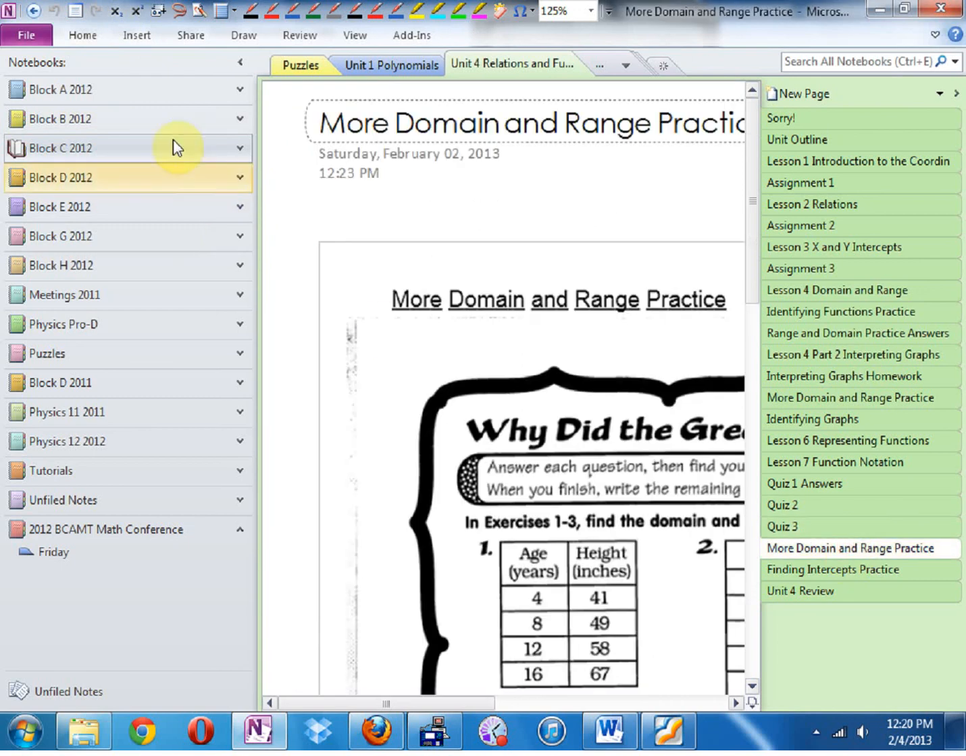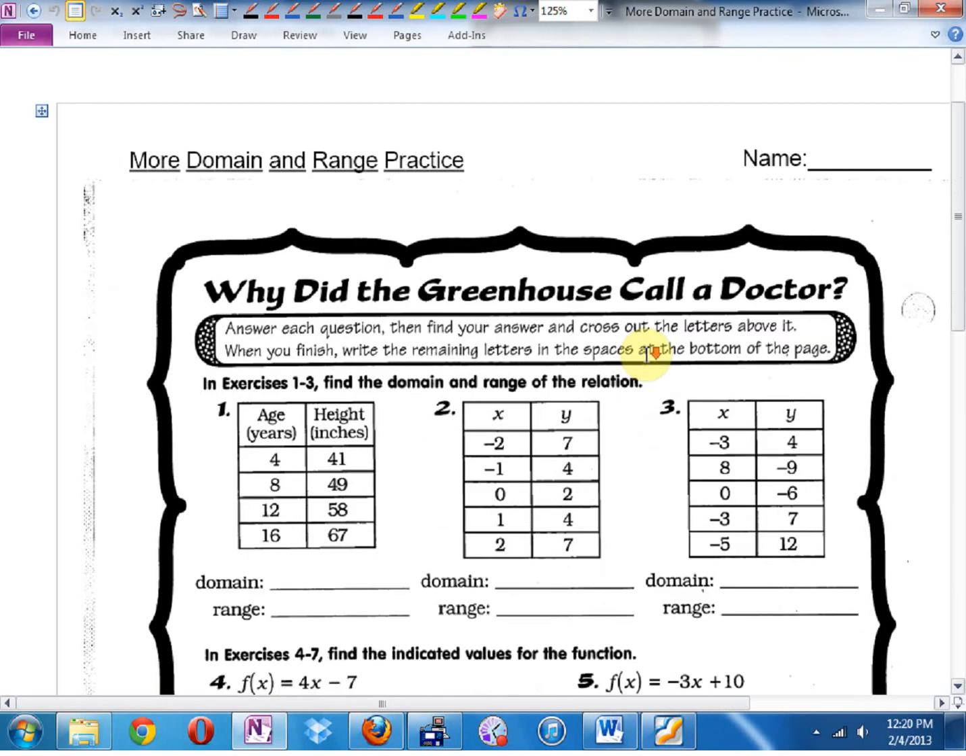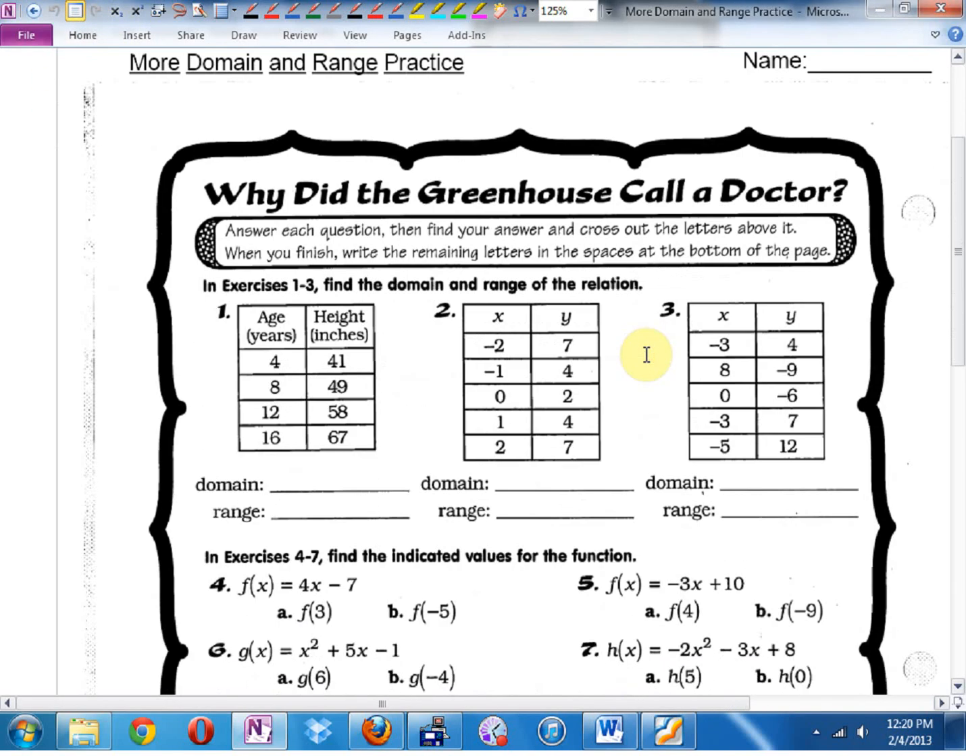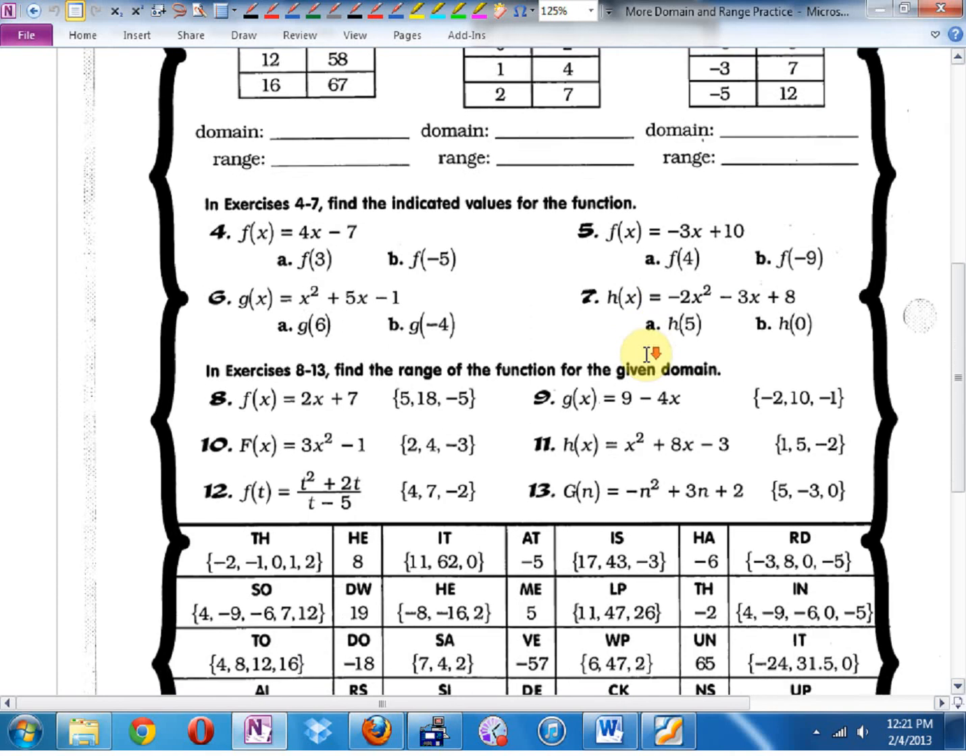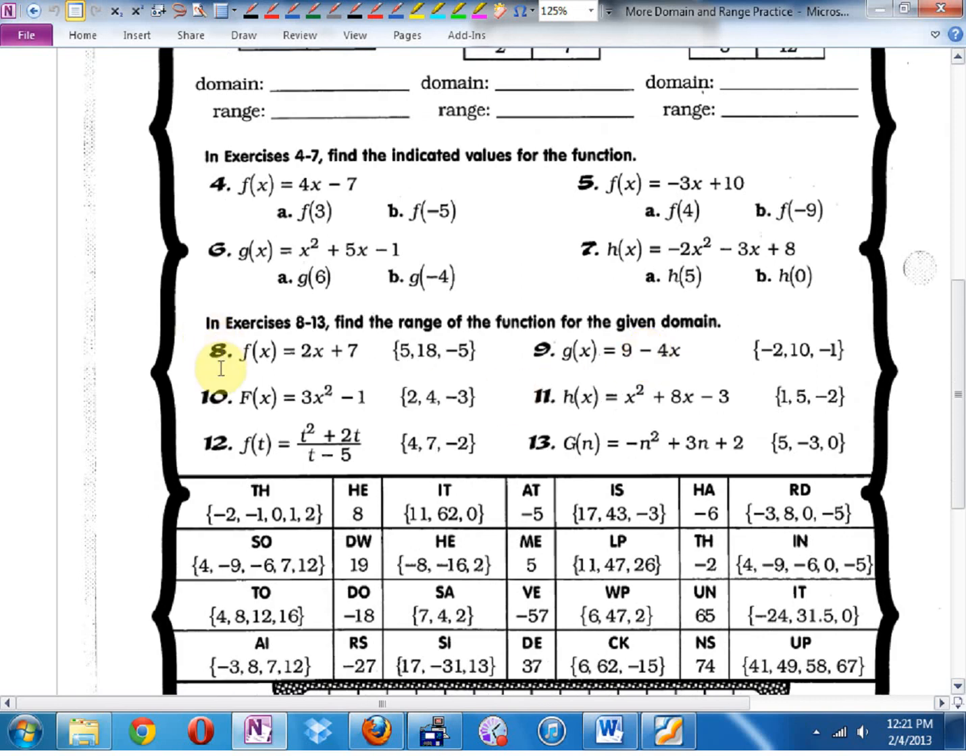Then I gave you 2 little sheets. This one is called More Domain and Range Practice. Number 1 wants you to list the domain and the range. 1, 2, and 3 are pretty easy because you've got the points. You're just going to list the domain and the range. Actually 4, 5, 6, and 7 are okay, you're doing function notation. I want to talk about 8, 9, 10, 11, 12, and 13.